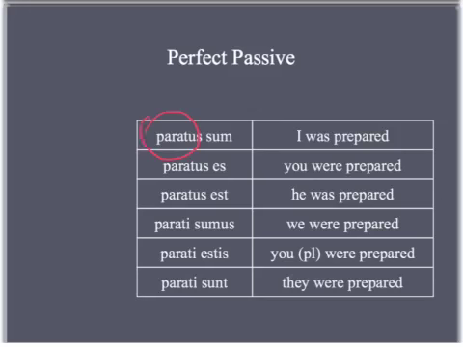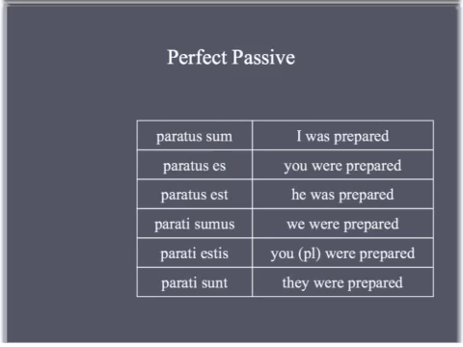So the Latin form of the perfect passive is the perfect passive participle, paratus, followed by the present tense of the verb to be, sum es est, sumus estis sunt. Again, the perfect passive participle followed by the present tense of the verb to be. That's the first thing, how to form it in Latin.